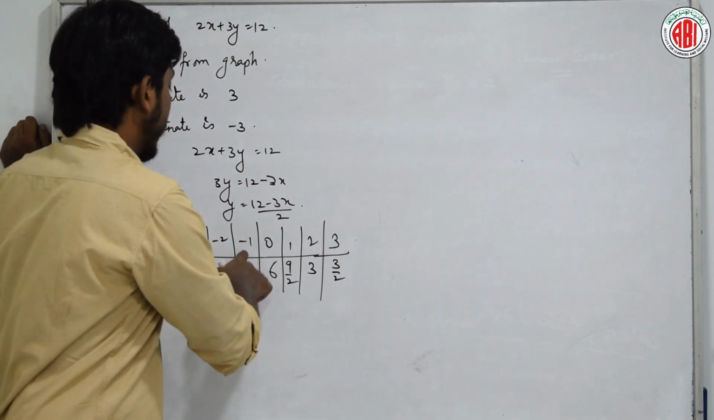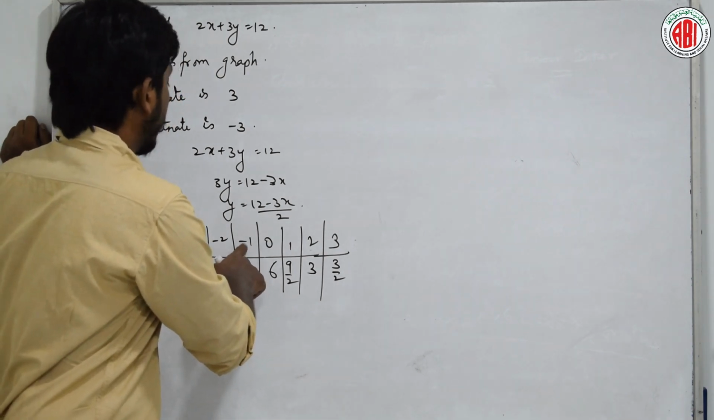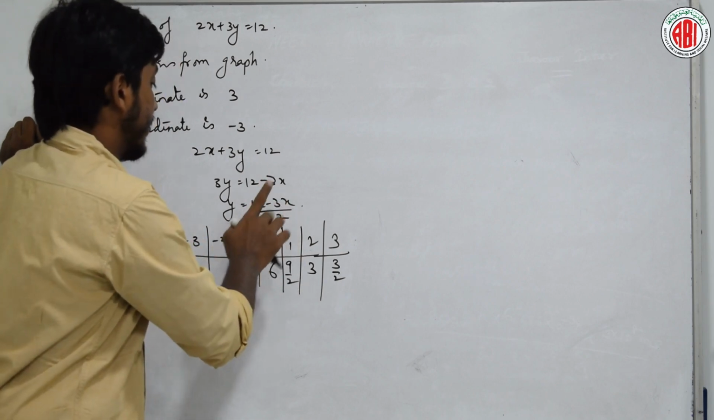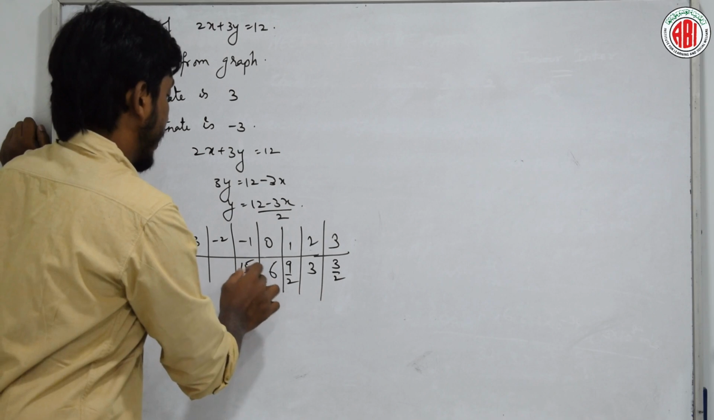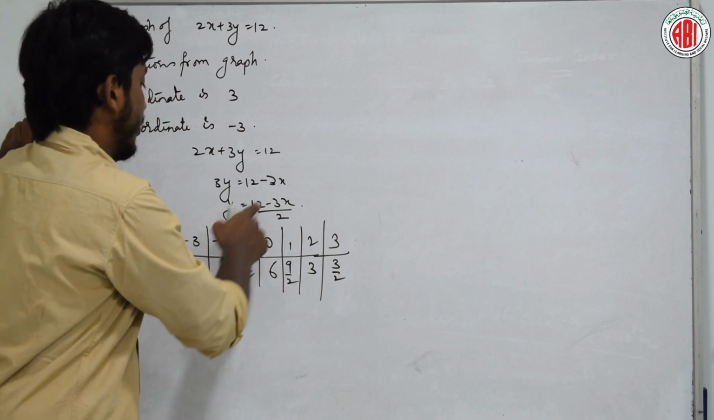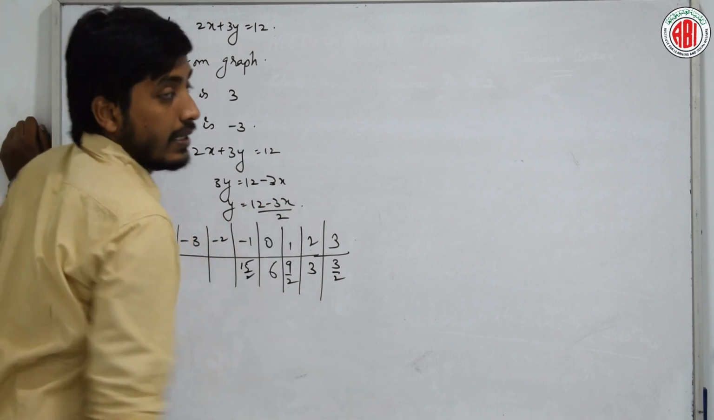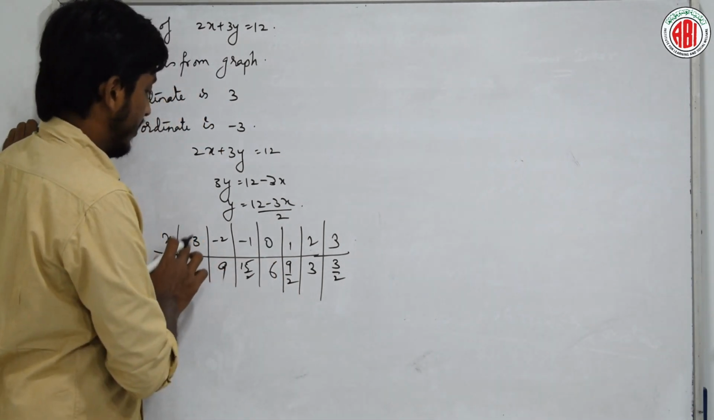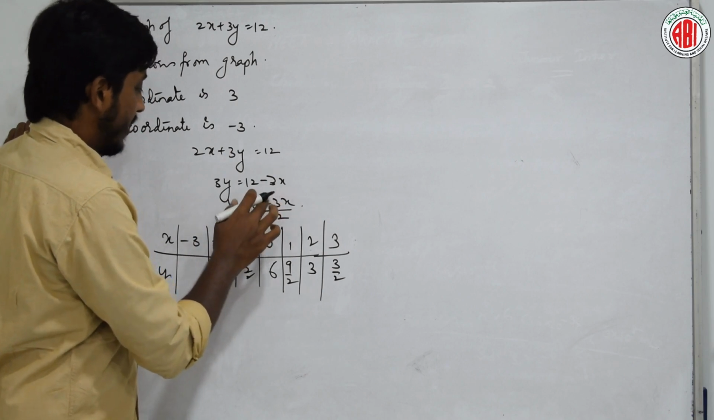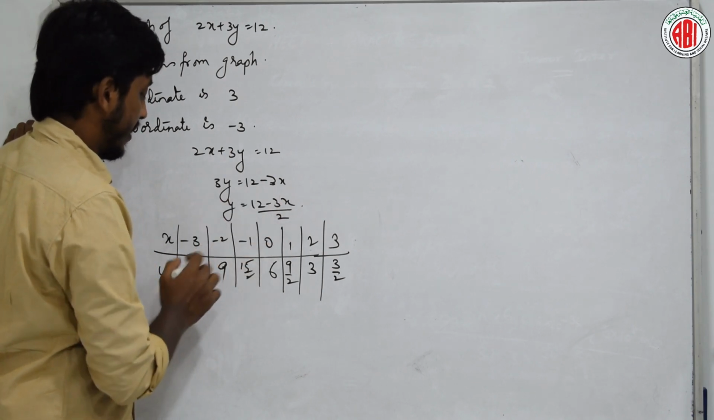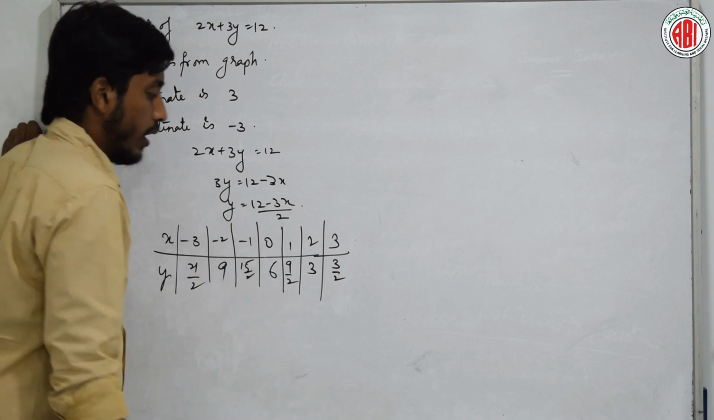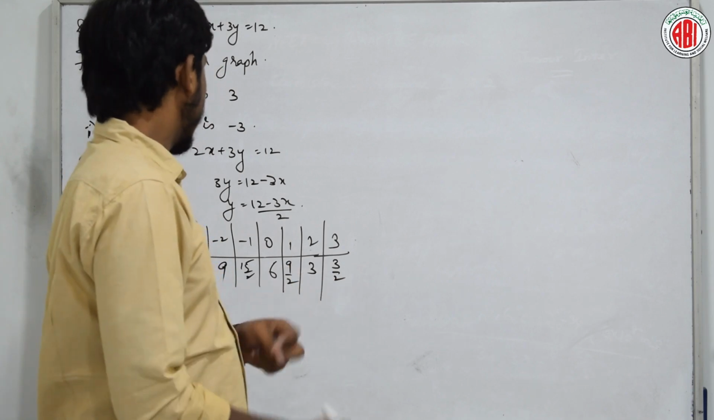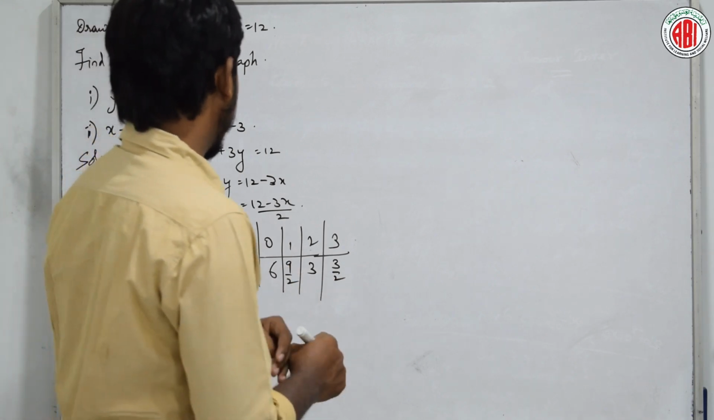Next, let us substitute minus 1. Minus into minus is plus 3, 12 plus 3 is 15, so 15 by 2. Next, for minus 2, minus into minus is plus, 3 twos are 6, 12 plus 6 is 18, 18 by 2 is 9. Next, for minus 3, 3 threes are 9, 12 plus 9 is 21, so 21 by 2. Clear? Is it okay? Now let us substitute it in the graph.